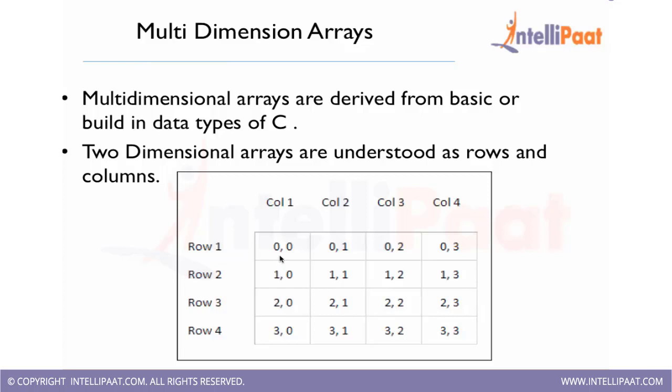So here, this is a two-dimensional array, but if you view it from a different perspective, it is a collection of four single dimensional arrays. This is one single dimensional array, this is one single dimensional array, this is one, and this is one. So a two-dimensional array is a collection of multiple single dimensional arrays.